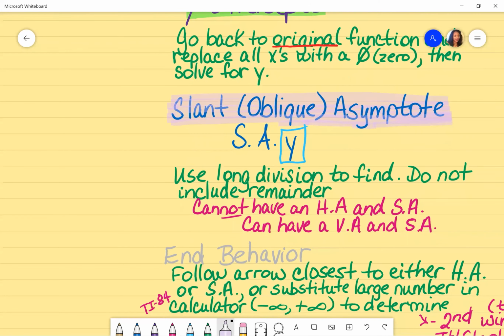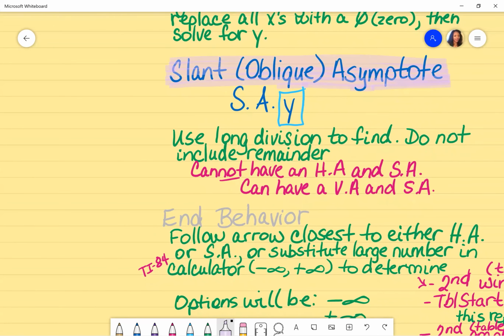Slant, oblique, asymptote. That one requires you to use long division in order to find it. It could be an equation. And then what's going to happen is you don't use the remainder, but you're going to actually use that information to help determine your end behavior. Just as if you had a horizontal asymptote, you would use that to determine your end behavior. When you have a slant or oblique asymptote, you cannot have a horizontal asymptote, and vice versa. If you have a horizontal asymptote, you can't have a slant asymptote. You can, however, have a vertical asymptote and a slant asymptote at the same time.